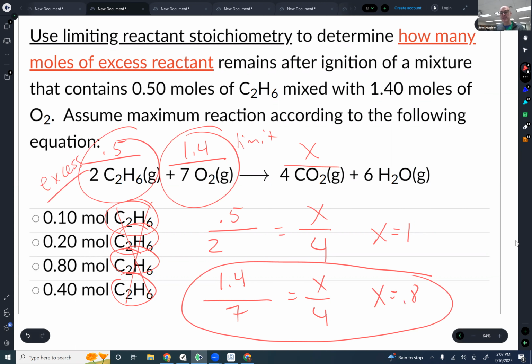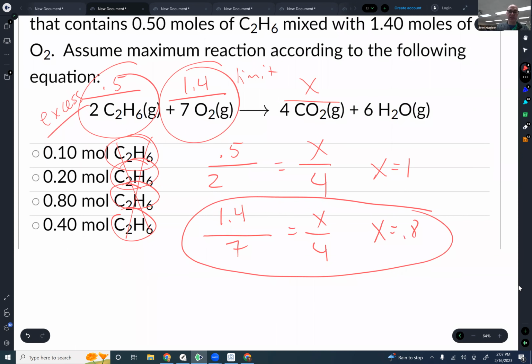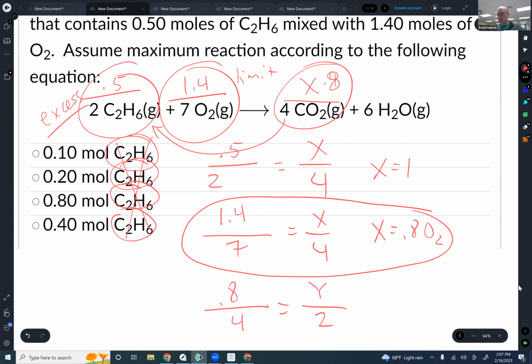So what I'm going to do next is figure out how much of that excess there is. I have 0.8 moles of O2. So that's where I start, 0.8 over the 4, because it starts the same way. And this time I'm going to go to the excess. So I am going to say Y, I don't know what it is, divided by 2. So I've got 0.8 times 2 divided by 4, and that gives me 0.4 is what was used of the C2H6. But I was given a total of 0.5. So if I subtract those two values, that's where the 0.1 comes from, which is my answer up here.